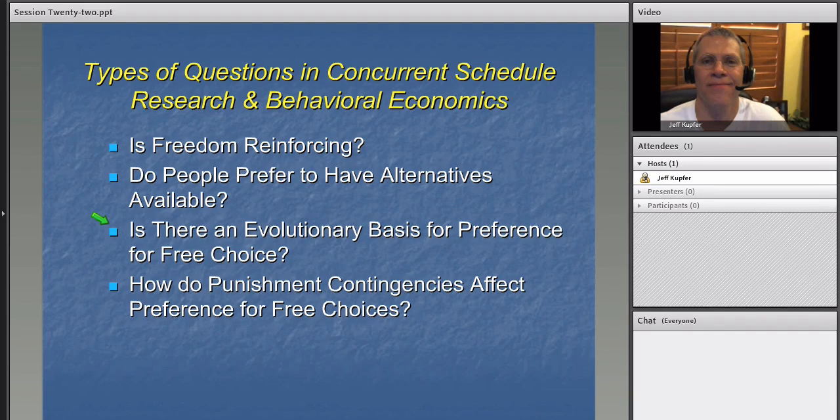Another thing we might consider is, how do punishment contingencies affect preferences for free choice? That is, we may be able to choose between option A and option B, but on option A, we could get a reinforcer, but there's a risk involved that there may be a punisher there. Option B has less reinforcement. However, there's also less opportunity to get punished here.